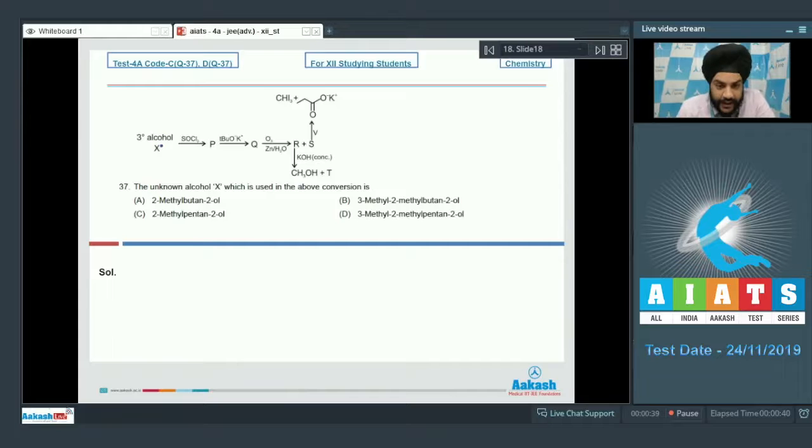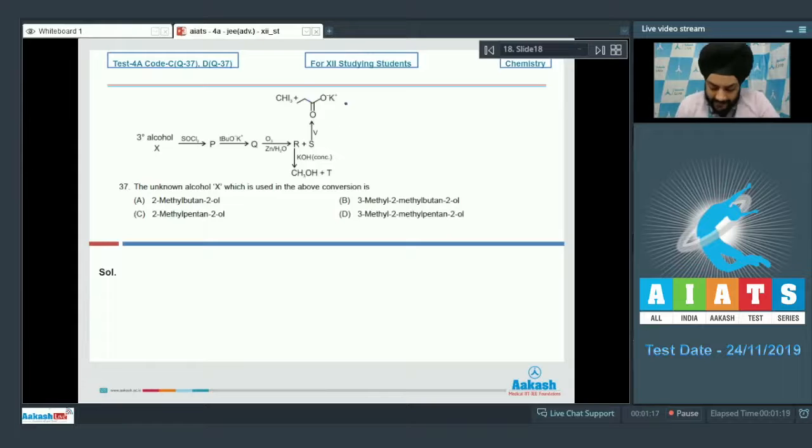So we have a tertiary alcohol. It is labeled as X. It is allowed to react with SOCl2, which leads to the formation of P. Now, students, this P is allowed to react with tertiary butoxide to give us the compound Q. So Q must be an alkene, and the Q is then made to undergo reductive ozonolysis to give the compounds R and S. Okay, so R is allowed to react with concentrated KOH to give us CH3OH and T, and then S is separately allowed to react with V to give us this set of products.